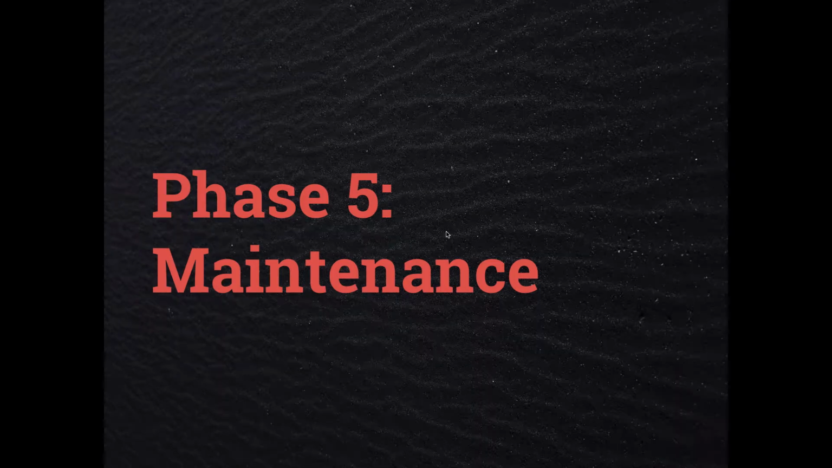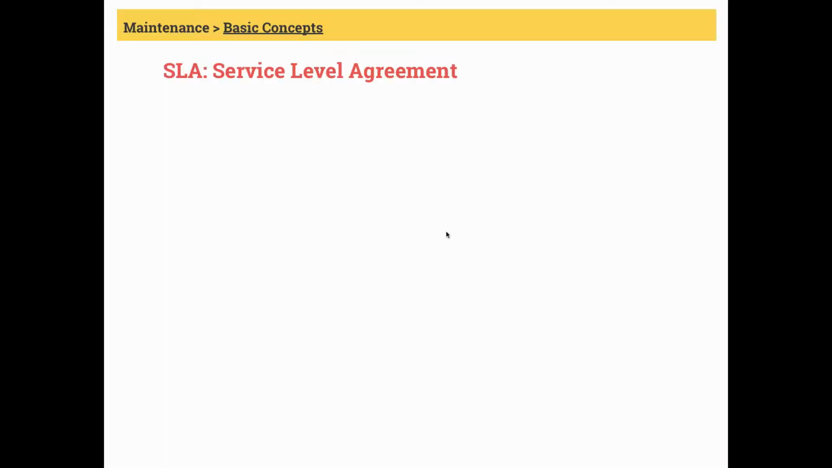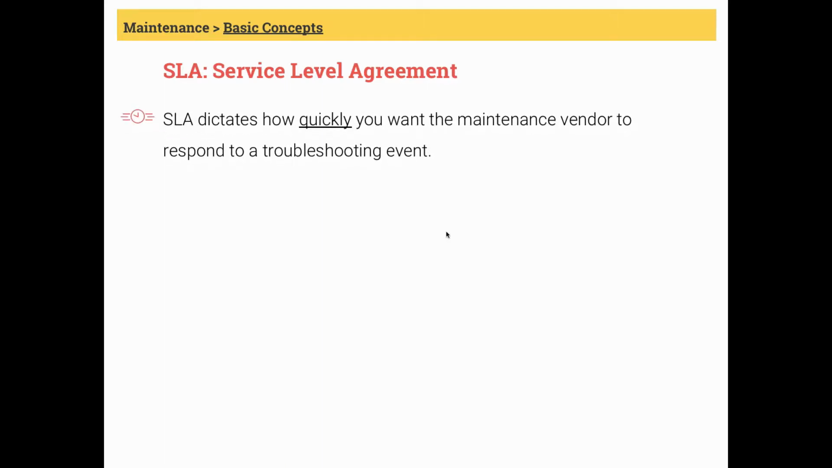Phase 5, or maintenance. Following are some high-level guidelines for setting up maintenance for DAS. SLA documents. SLA stands for Service Level Agreement, and this is at the heart of the maintenance agreement with a vendor. This agreement basically dictates how quickly you want the maintenance vendor to respond to a troubleshooting event.